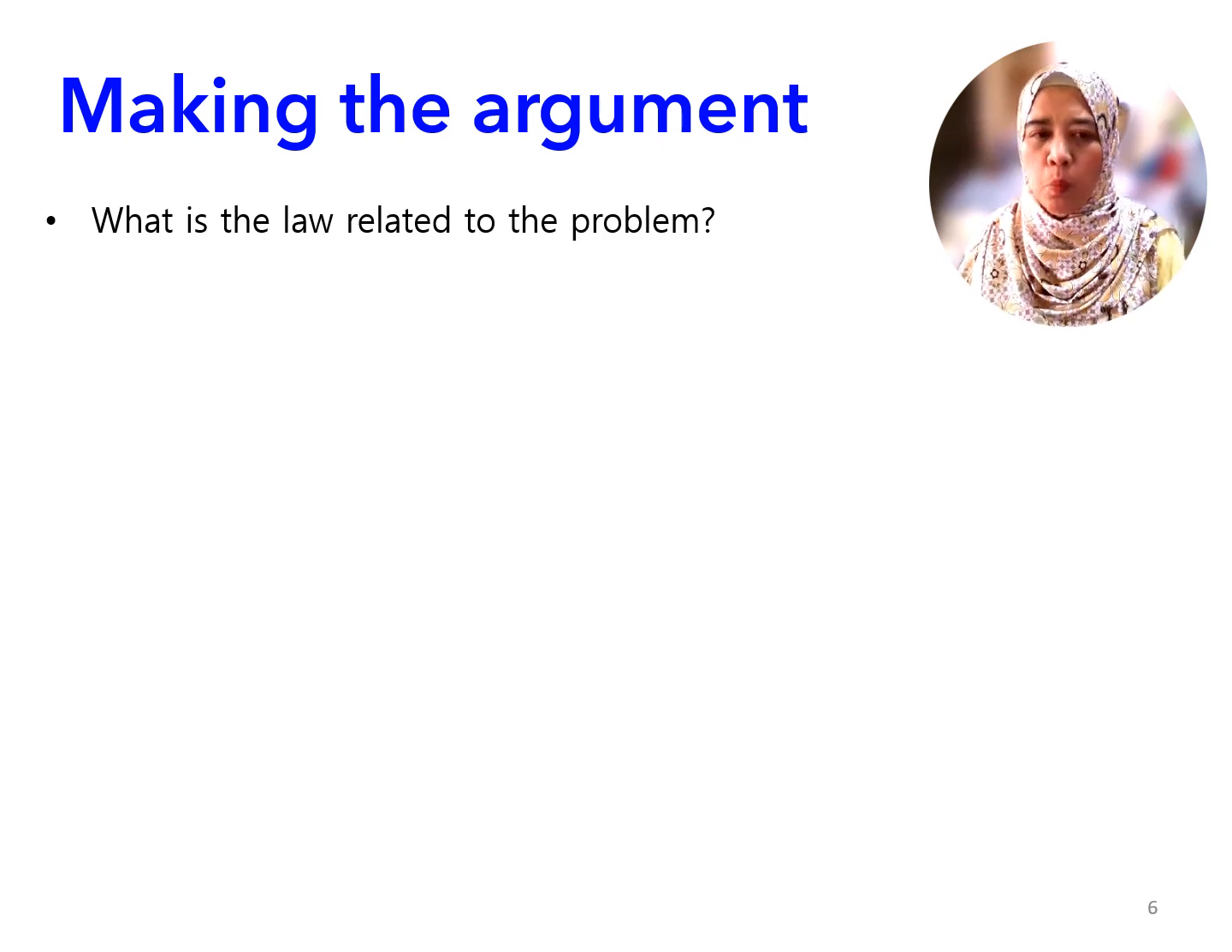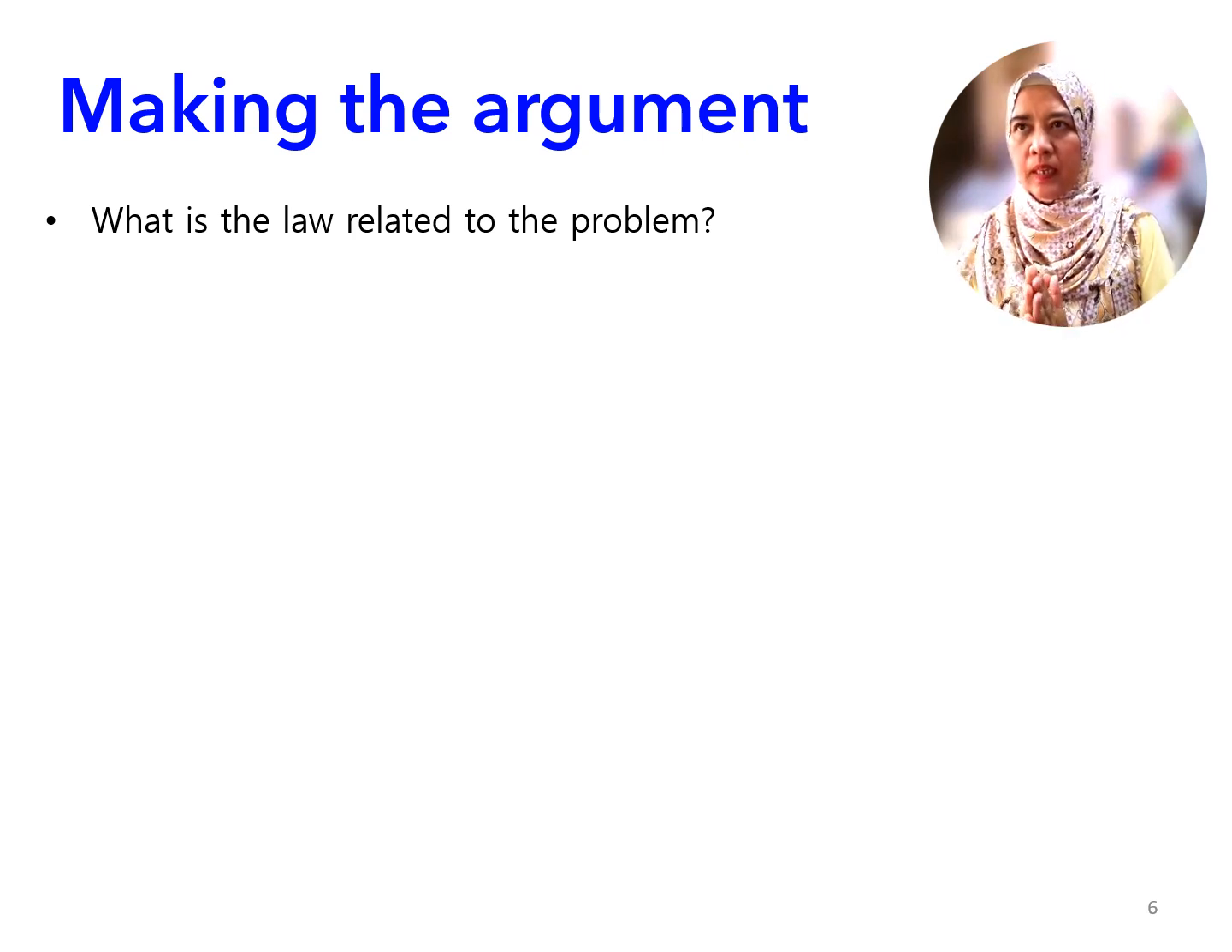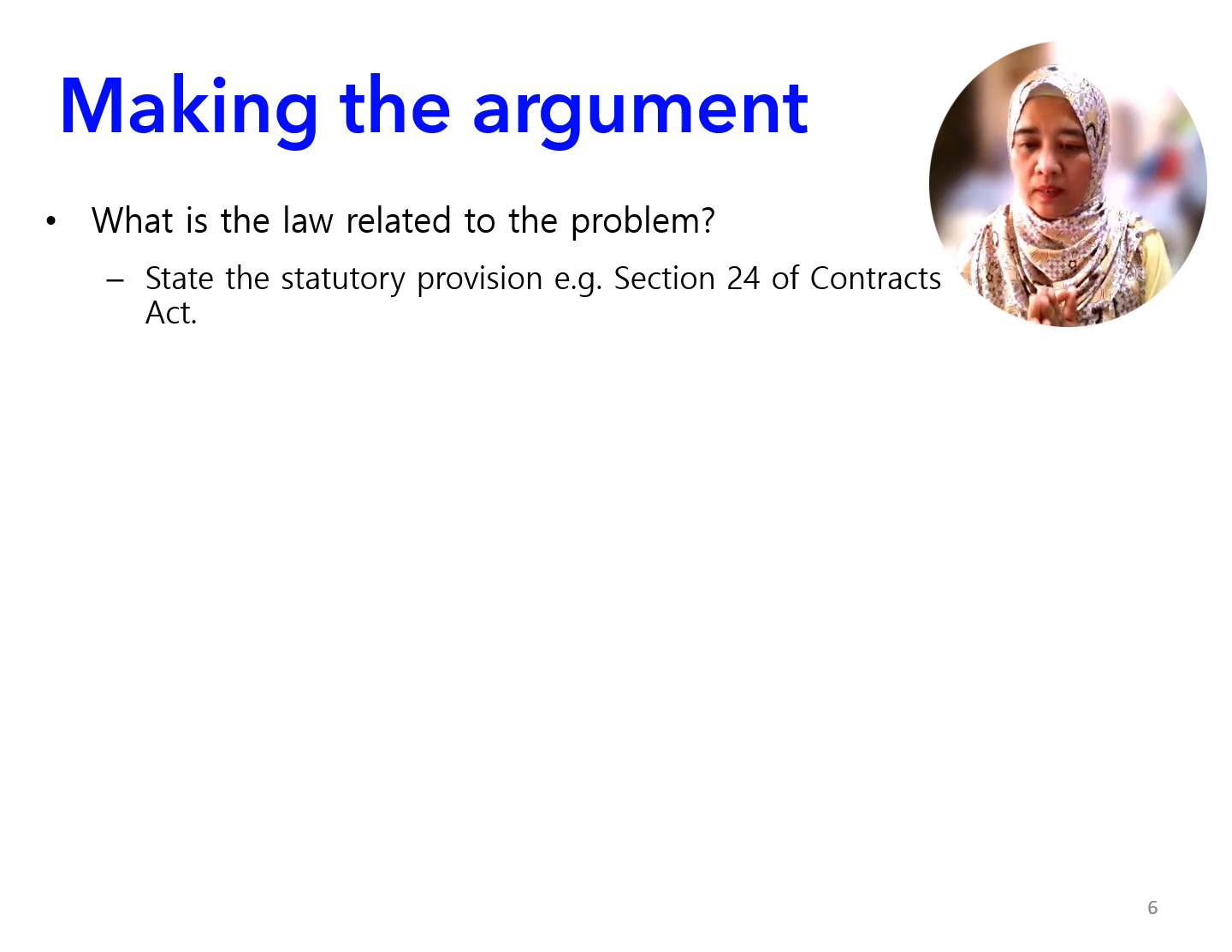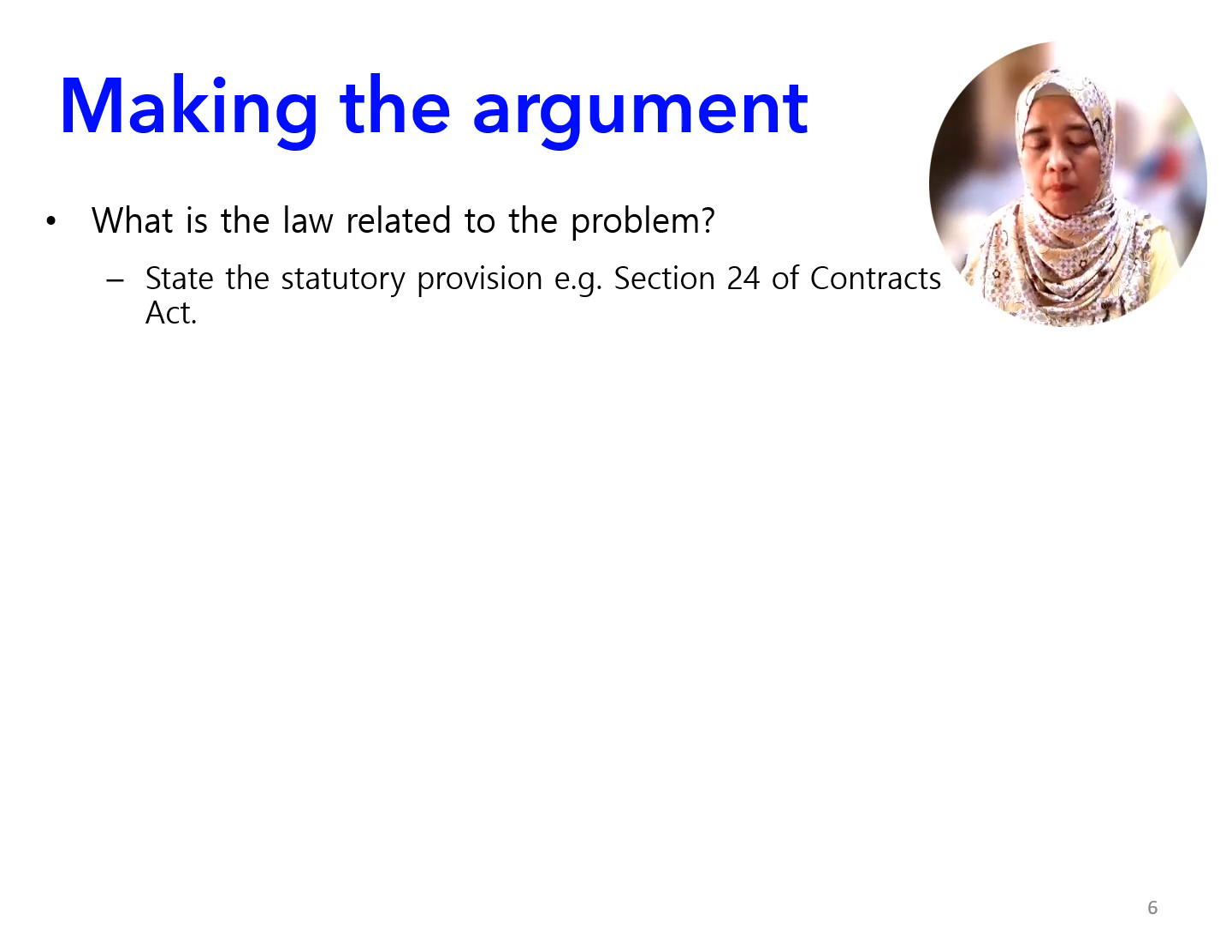So firstly, you must be clear about what is the law related to the problem. Once you have the correct law, even though you answer it using incorrect grammar or English, it doesn't matter. Just get the correct law, which can be the statutory provision. Statutory provision means you look at the statute or the act. You look at the written law, whether there are certain sections that you can use to support your answer. Certain provisions, certain sections, certain regulations, certain bylaws, certain articles from the federal constitution. State the statutory provision. That is what statutory provision means, written law.